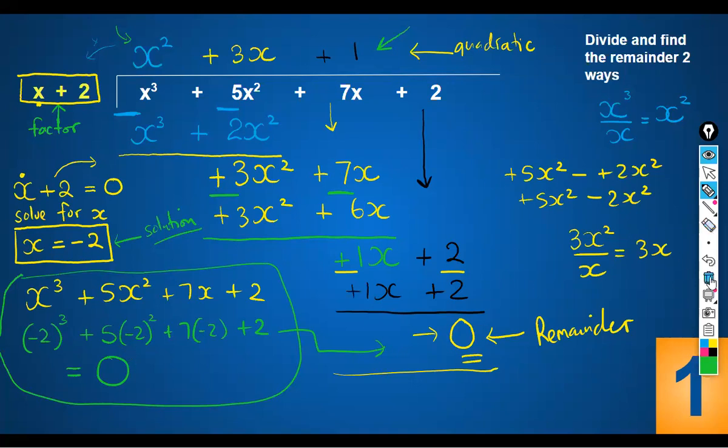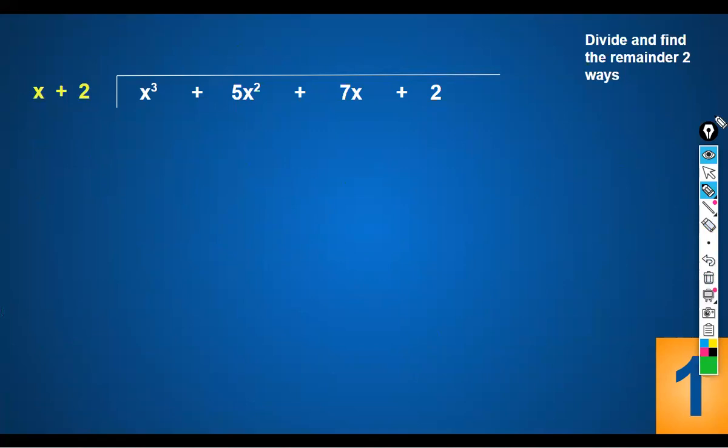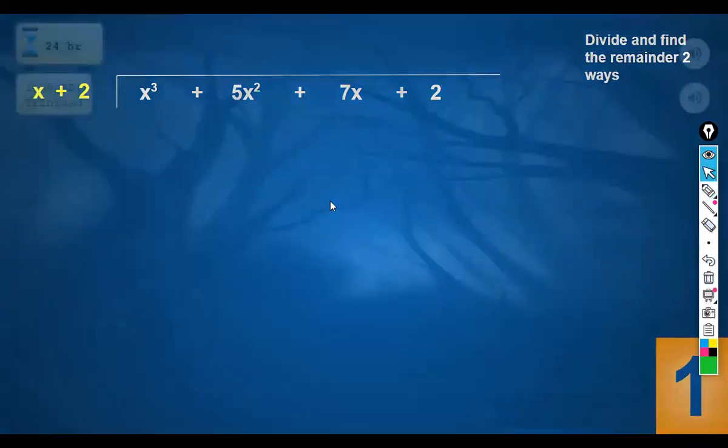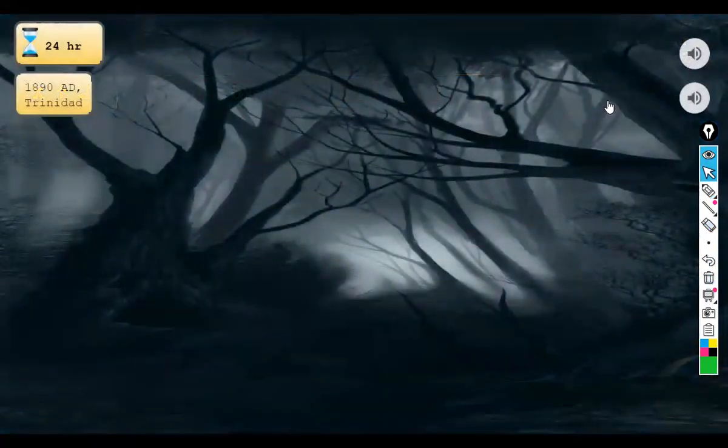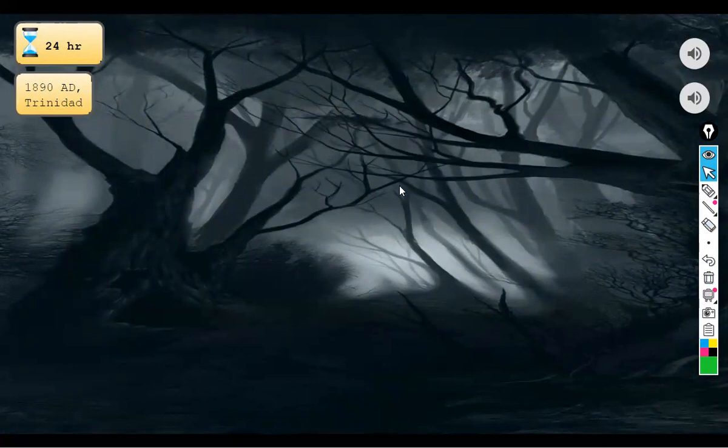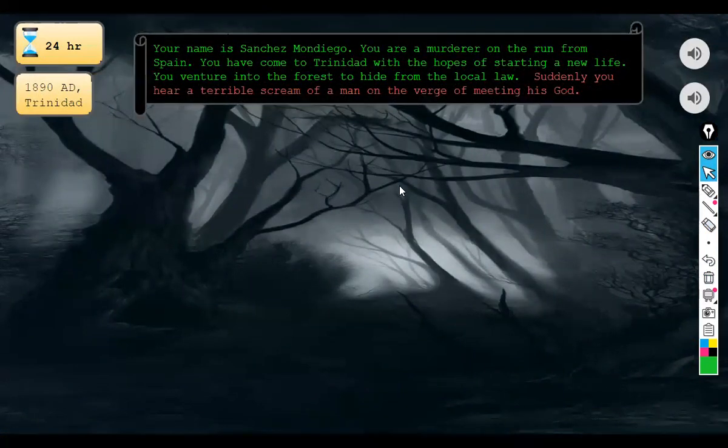All right, so let's move on, guys. Let's start this story, because we didn't really start the story yet. So this is it here. Yes, 1890, right? Way back, about 100 years back, and we have this scary forests and whatnot. And this is your story. You are this guy called, or person called Sanchez. You are a murderer.